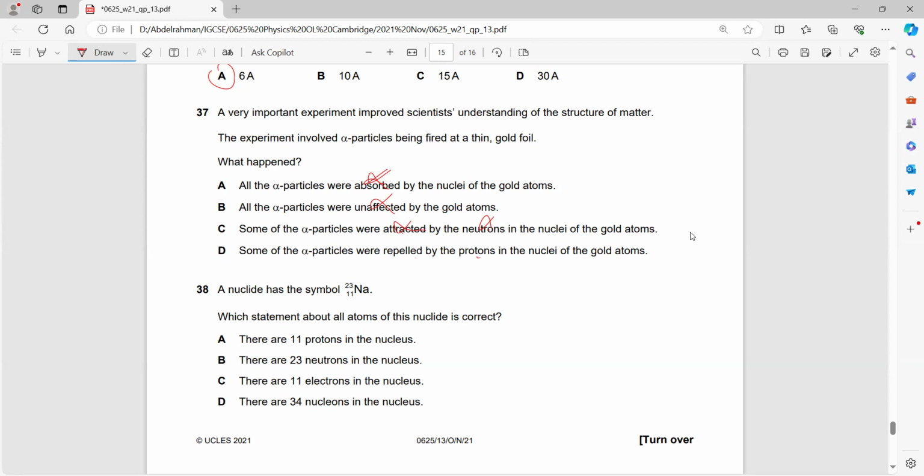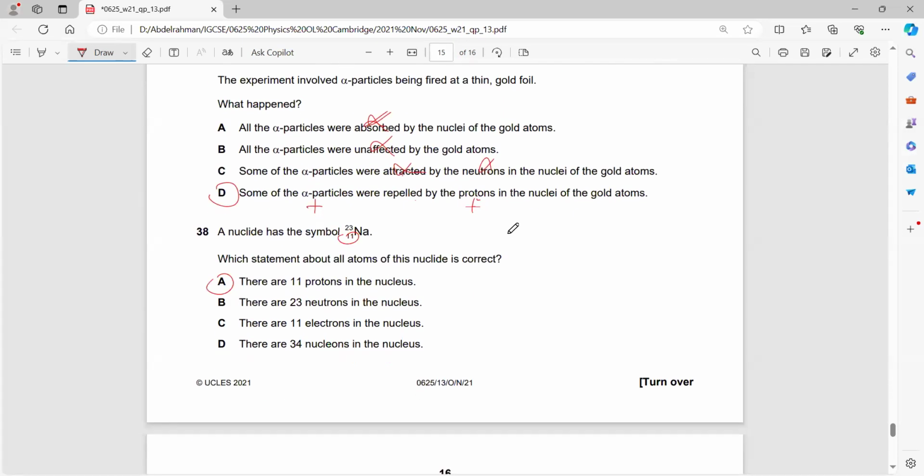Yes, we know that the alpha particle is positively charged and the proton is positively charged. So some of the alpha particles were repelled by the protons inside the nucleus. For the nuclide with symbol 23, 11, and A, which statement is correct? There are definitely 11 protons in this nucleus.